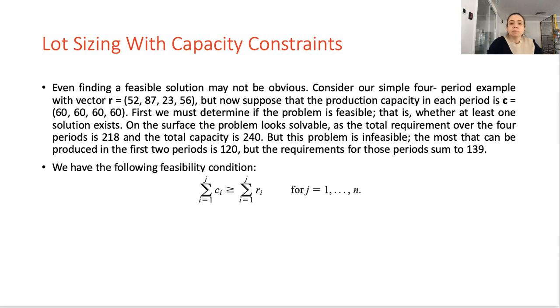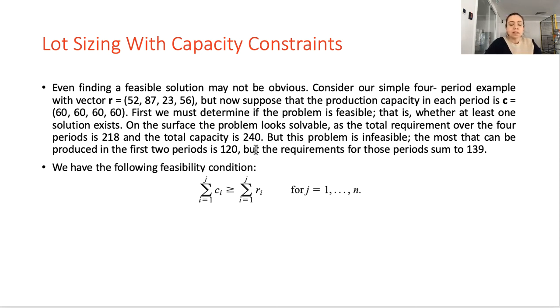For example, we have 4 periods, and these are the requirements for these periods, and the capacity of each period is 60. Firstly, let's calculate the total requirements of these 4 periods. We see that it is 218, and the total capacity of these 4 periods is 240. Since the total requirement is less than the total capacity, firstly we can think that, okay, we can find a feasible solution for this problem.